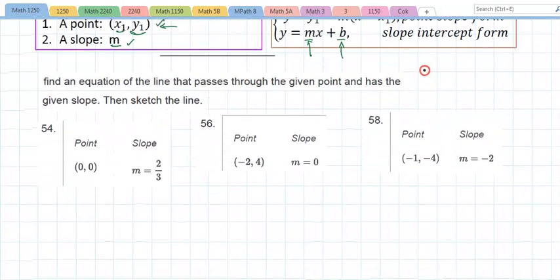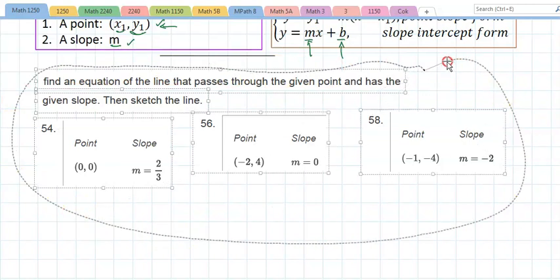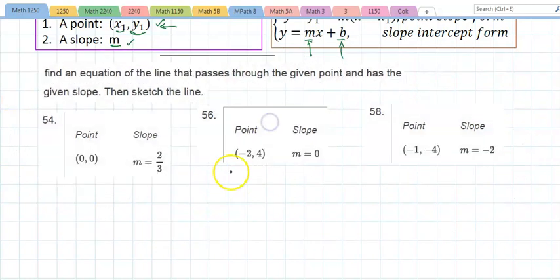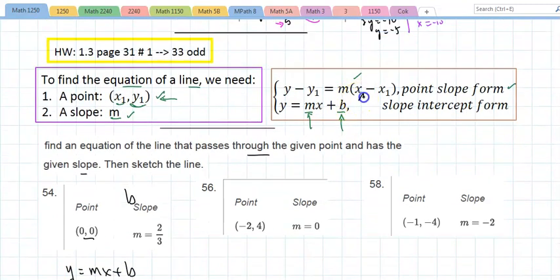Assume that we do have the slope and the point. We would like to practice and make sure we get this. Find an equation of a line that passes through the given point and has the given slope. So if I use y equal mx plus b, I could do that. Again, either of those will do.